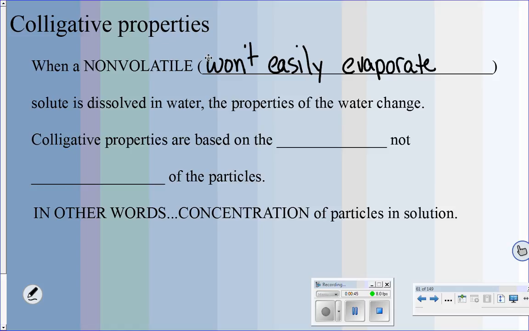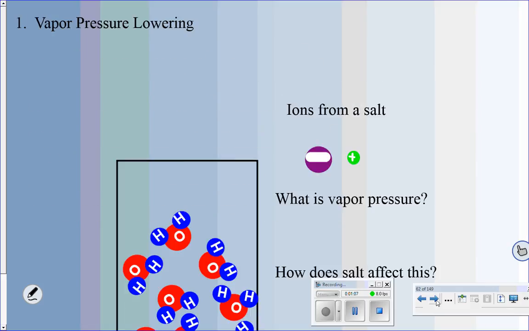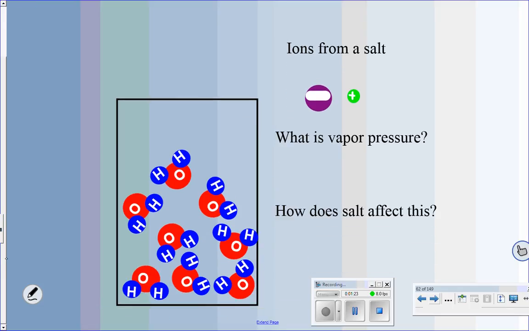Colligative properties are based on the number of particles present, not the identity of those particles. This is something you're extremely familiar with, because this is why we put salt on the road in the winter. This time of year, that's something we depend on every single day. There are three properties that we cover: vapor pressure lowering, boiling point elevation, and freezing point lowering.